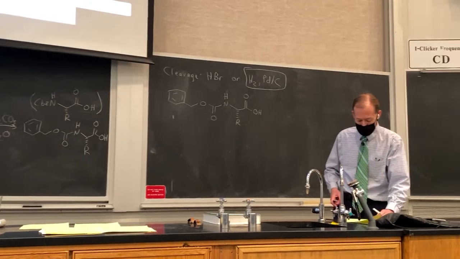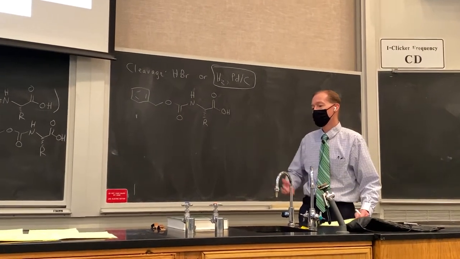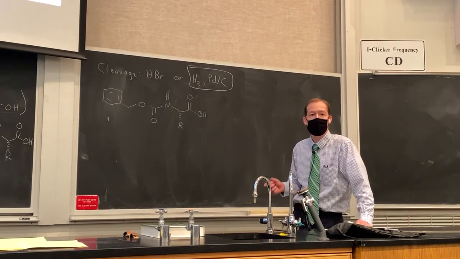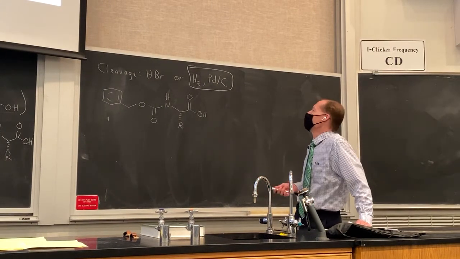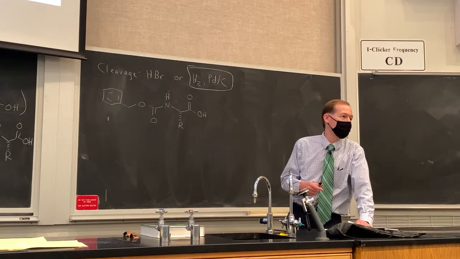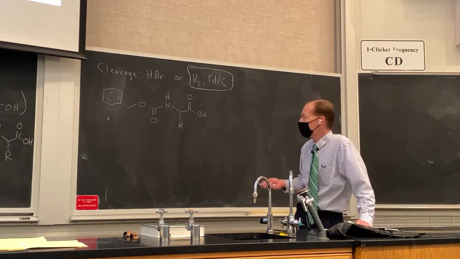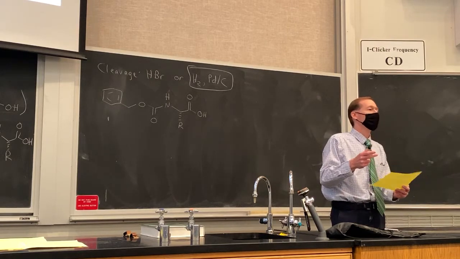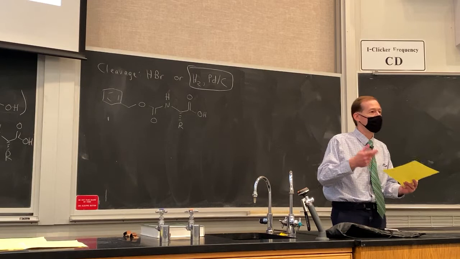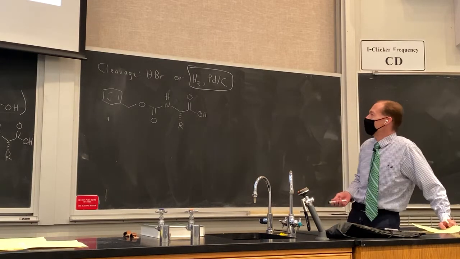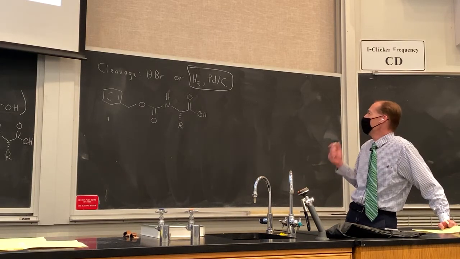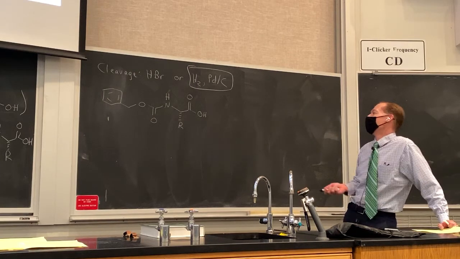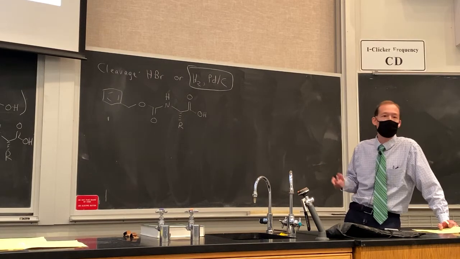So the reason one would use a CBZ group to protect the amine of an amino acid is that it is cleaved under unique conditions. It can be cleaved using HBr. That's not that unique because the Boc group is cleaved using either HCl, TFA, or HBr. But what is unique is that it can be cleaved using hydrogen and palladium carbon. Okay, we'll talk briefly about this HBr cleavage.